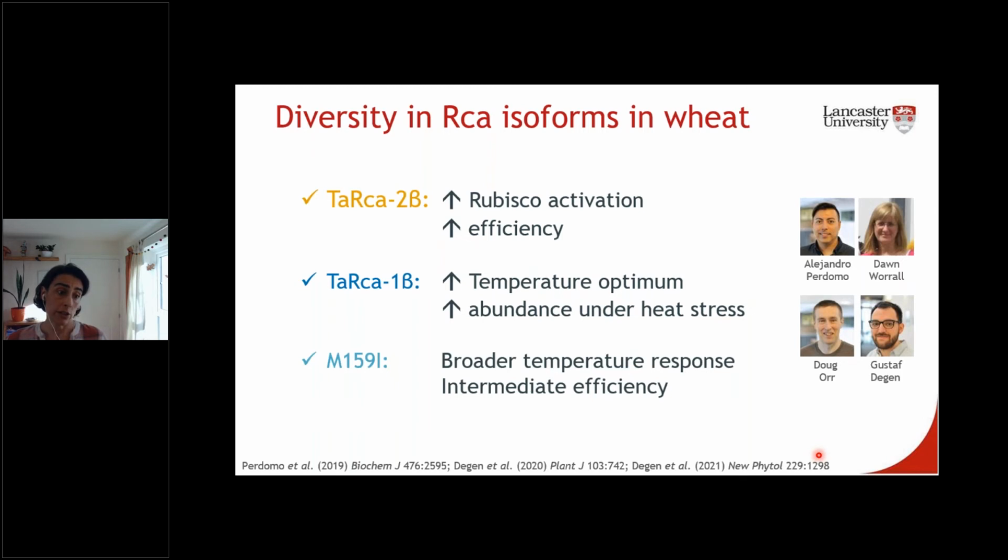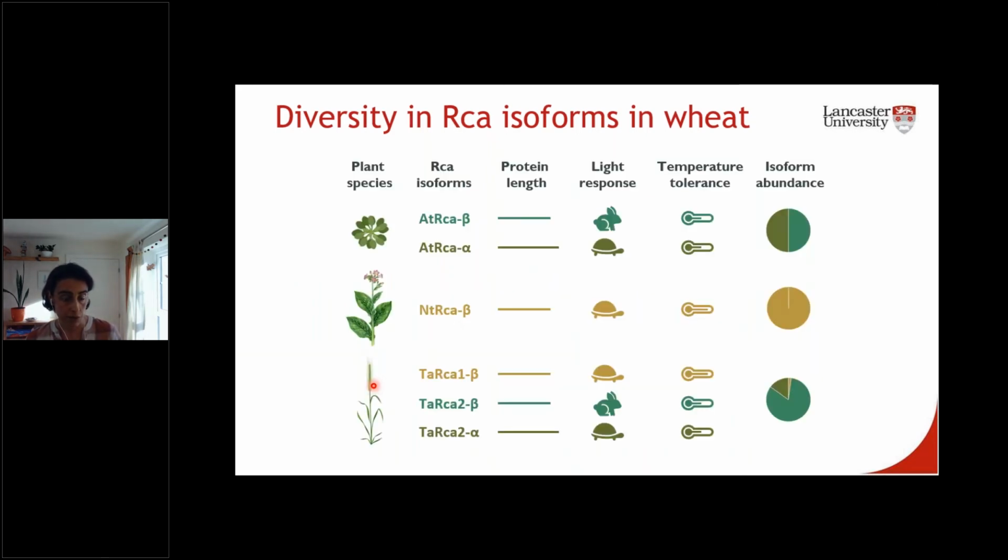We also know that one single amino acid change leads to a broader temperature response, and I didn't show those results, but this protein also showed intermediate efficiency between these two native proteins. So this really shows that there's scope for exploring diversity in Rubisco activase isoforms so that we can broaden the temperature response of photosynthesis in wheat and make plants more adapted to global warming and the fluctuations that brings along.